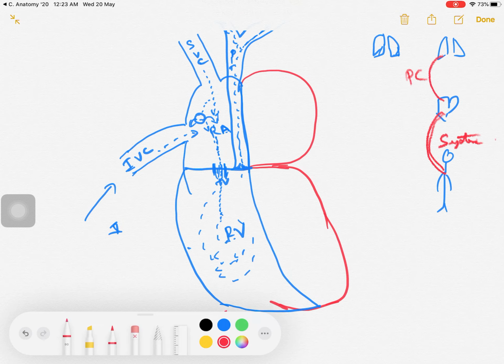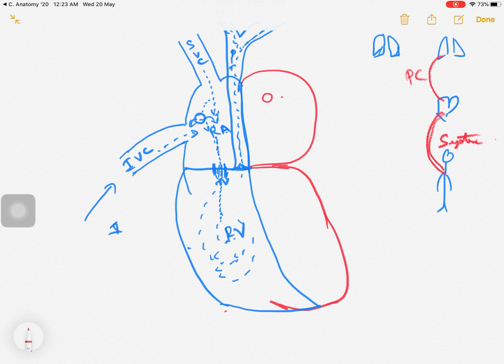The blood will come back to the heart through the pulmonary veins. This is the pulmonary veins. There are two pairs of pulmonary veins. They open into the left atrium and pour into the left atrium.